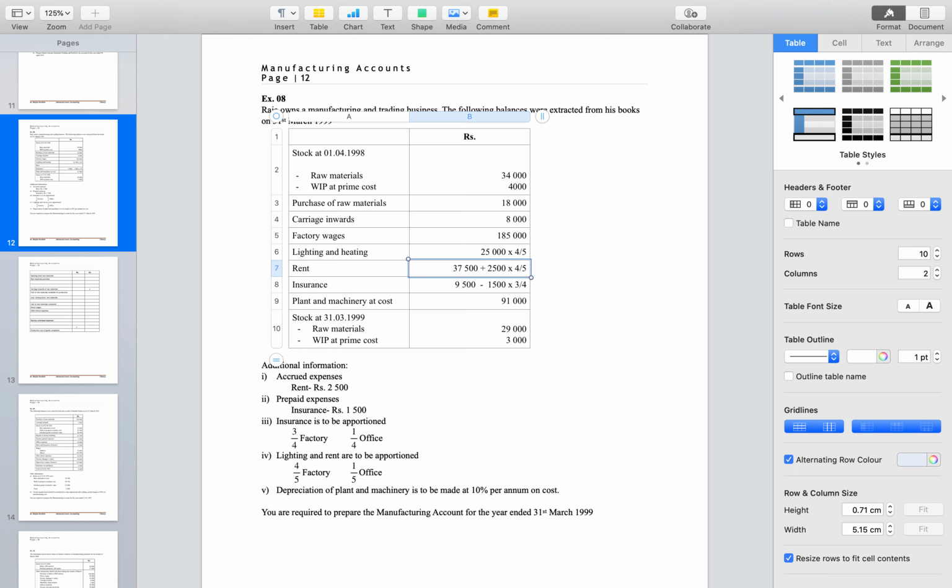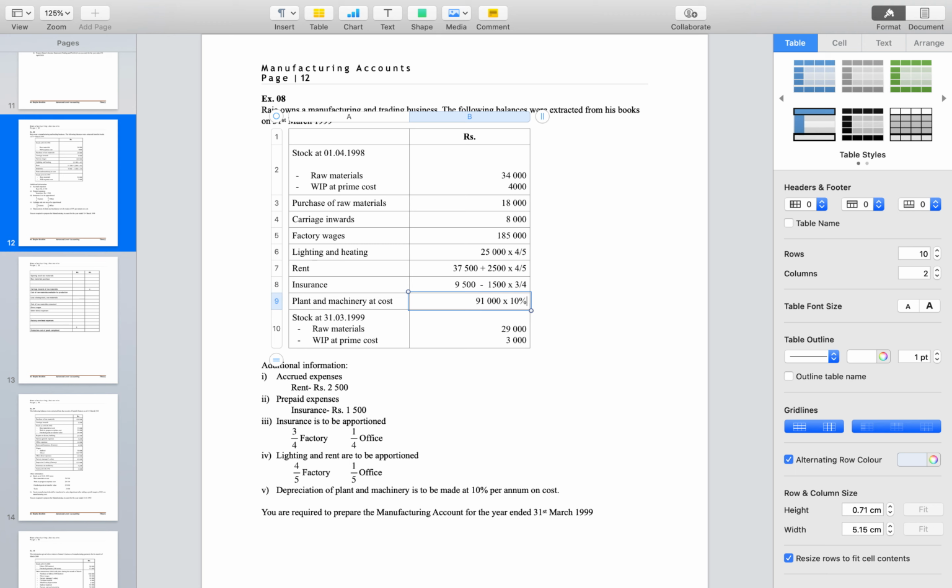So that's also done. Again, the 1/5 you don't have to see, you can always ignore, right? Last adjustment: depreciation on plant and machine is to be made at 10% per annum on cost, right? So number 1, plant and machine, as you can see, is 91,000. For this 91,000, now you see a 10% depreciation, right? So with that, all our adjustments are done.